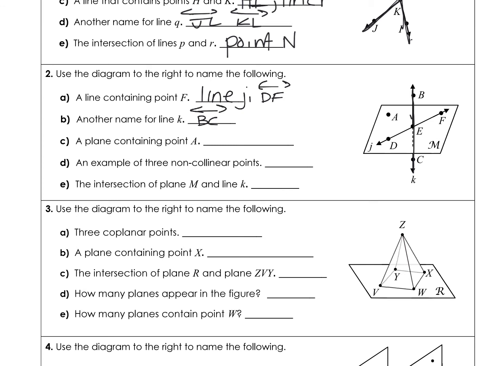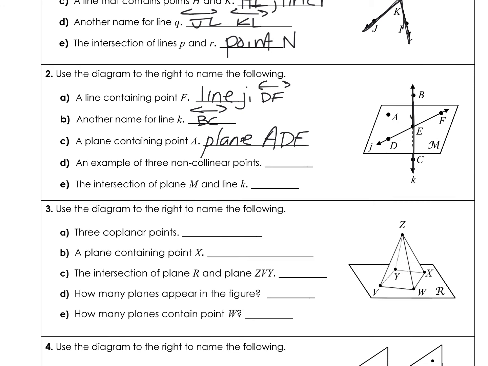A plane containing point A. Well, we need to name at least 3 points on the plane. So I'm going to make a little, looks like a parallelogram. And then I'm going to name it by, or you could just write the word plane, I guess. Either way would work. Plane ADE. Remember, you need 3 points to name a plane.